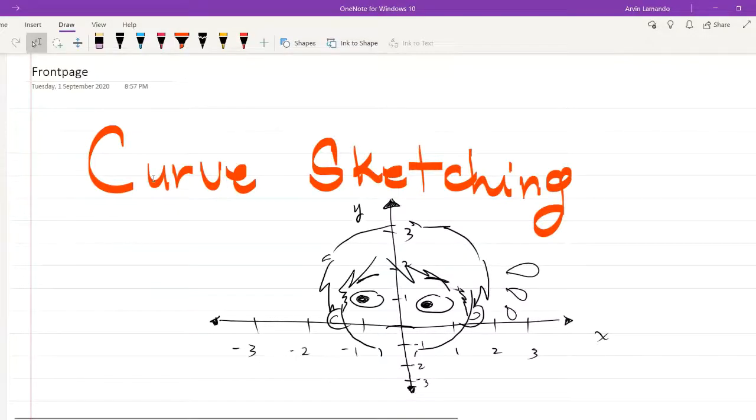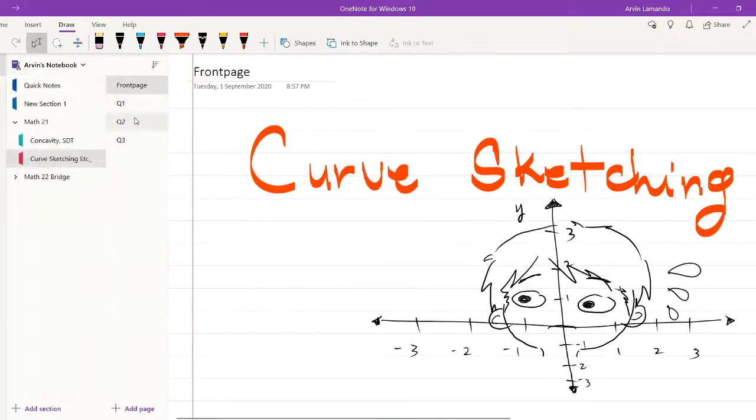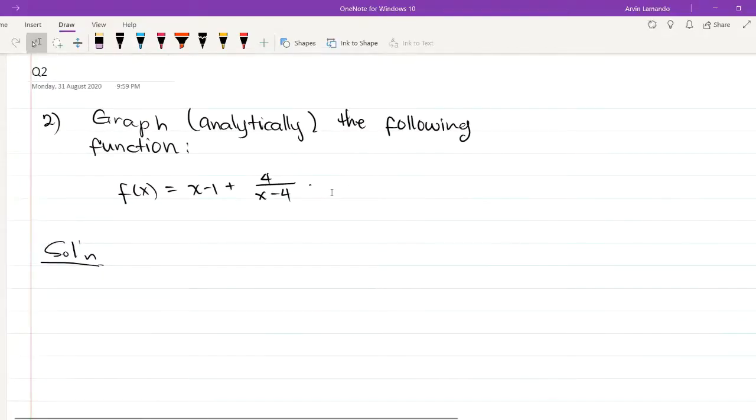Hello, this is the second entry in a series of discussion videos about curve sketching. So let us answer the second exercise problem. It's asking us to graph analytically the following function: f of x equals x minus 1 plus 4 over x minus 4.